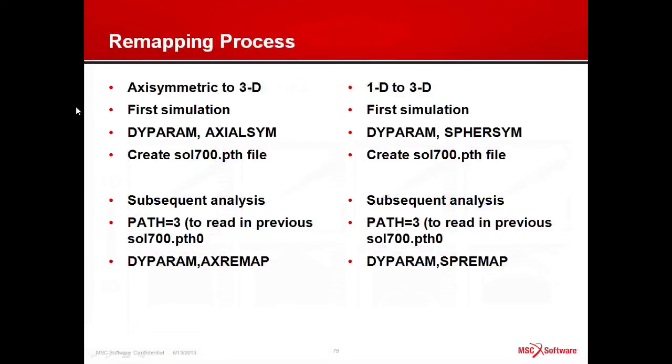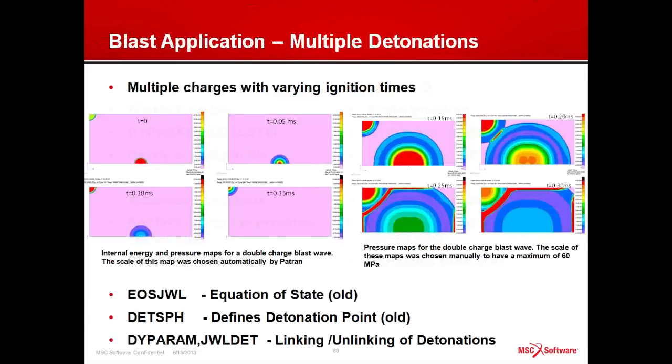There are a couple of options. It's dimension parameter, axial sim, or spherical sim. This would be done on the first analysis, and it would create a solution file, and then on the subsequent analysis, you would indicate where that previous file was, and you would basically tell it to do the mapping from an axisymmetric type formulation to full 3D, or a spherical formulation to full 3D.